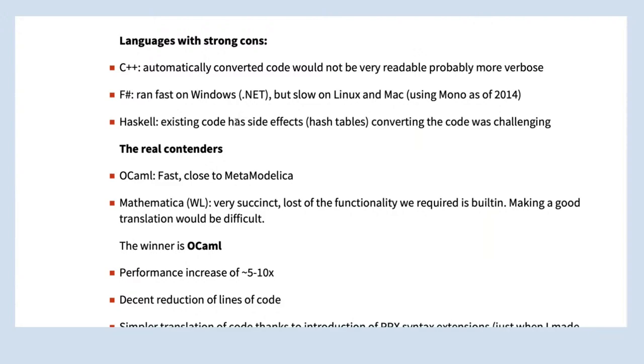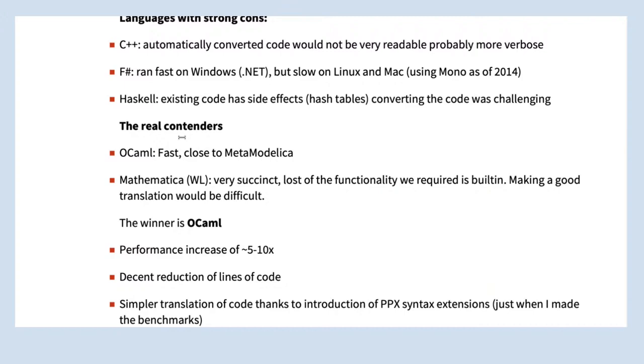Then we also dropped Haskell, because when we started thinking how we had to convert our existing code base, there were some side effects and we actually needed a smarter converter tool in order to fit into the Haskell completely pure way of writing the code. It was a bit challenging. So the main contenders were OCaml because it is quite fast, and it's also quite close to MetaModelica. So basically we could map most of the constructs directly to OCaml.